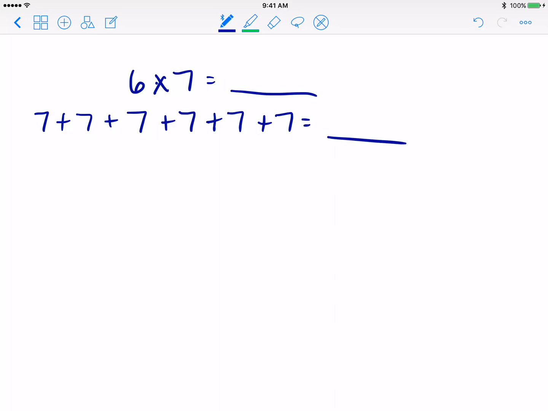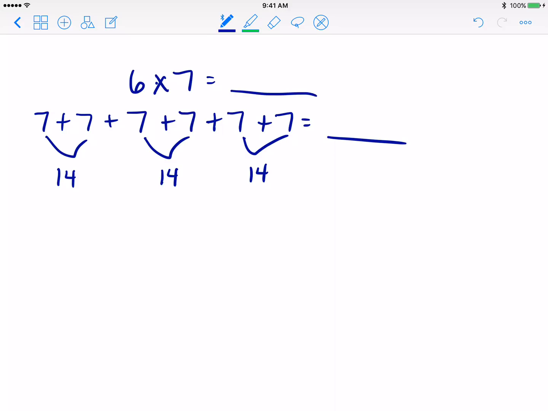Okay, we're going to find the product. So in examples like this, I'm going to do the doubles first. I'm going to group my 7s. Make sure you don't add them twice. So 7 plus 7 is 14. This one's 14. That's 14.